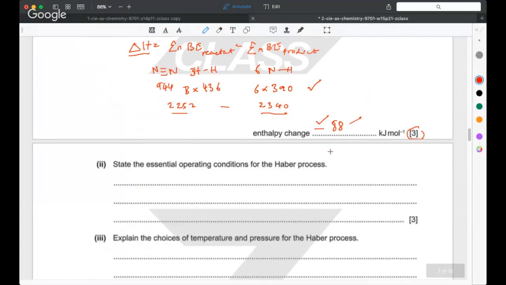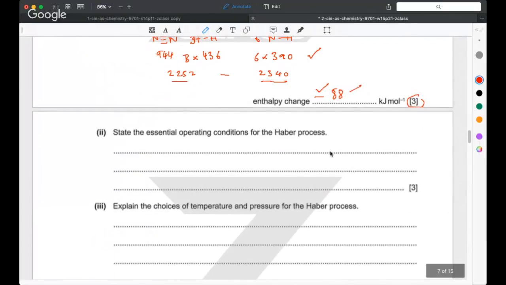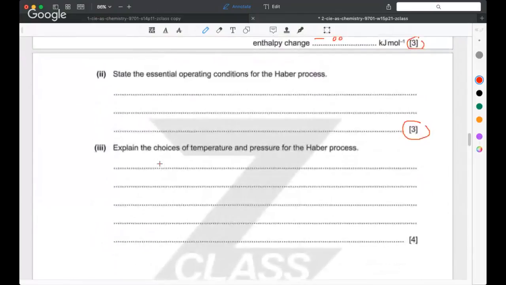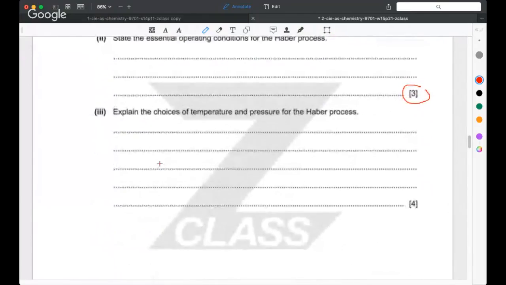Let's scroll up here. Okay, good. This is just some recall. You have to know the essential operating conditions for the Haber process. Probably you studied that at GCSE. You've studied it again at A-level. You should know this. Just look that up. You need an iron catalyst. You need 200 atmospheres. That's quite a high pressure. And you need a moderate temperature between 400 and 500 degrees Celsius. You get 3 marks there for the pressure, the temperature, and the catalyst.